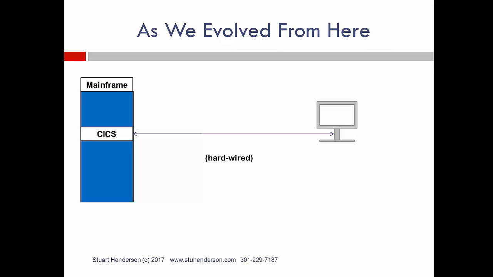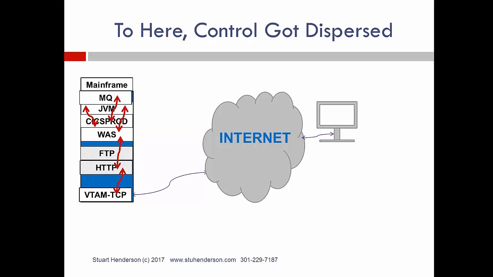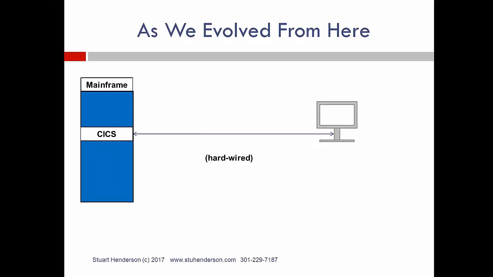So remember what it was like a long time ago? We evolved from here when life was simple. We didn't have a lot of flexibility, but life was simple. And then we got here, and when we got here, we had a whole lot more flexibility, but the control has been dispersed. When we were back in the first image here, if you were doing a security audit, it was very easy. It was one step. Make sure the door to the terminal room is locked. There wasn't a whole lot to look at.